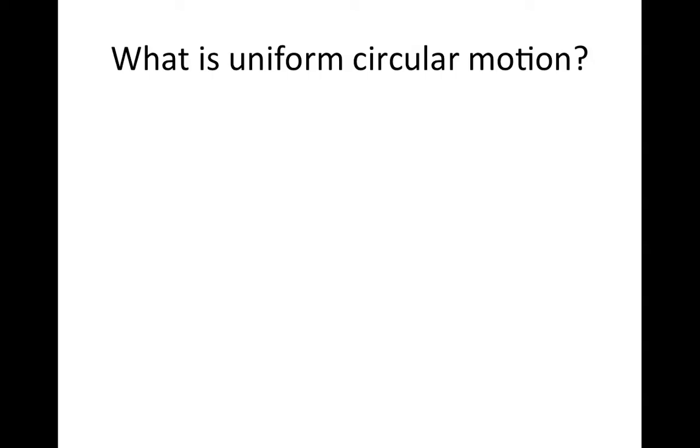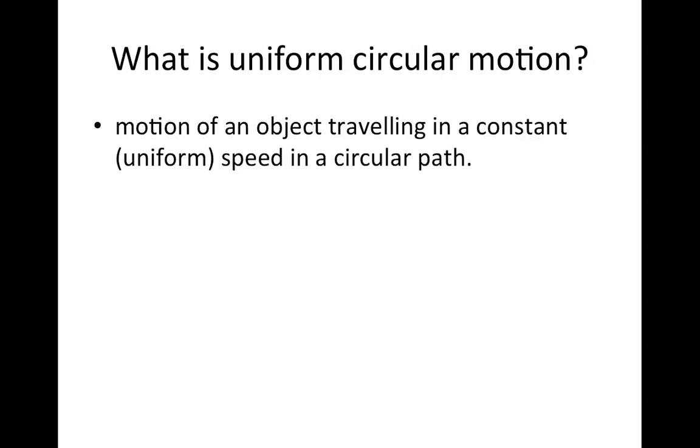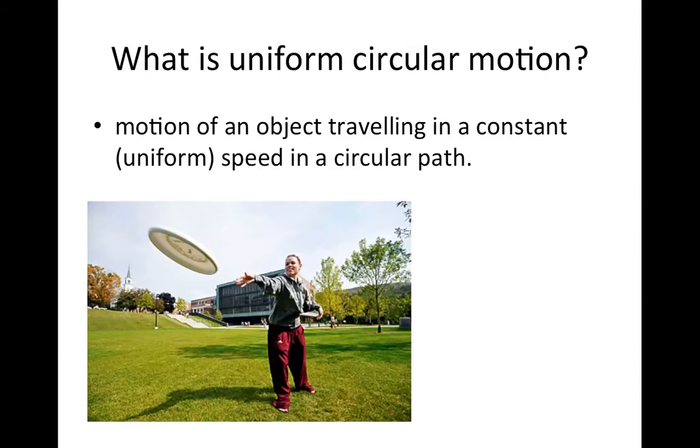So what is uniform circular motion? It is simply the motion of an object traveling at a constant speed in a circular path. And where the word uniform comes from is constant speed. You could say uniform speed. Like, if you wear uniforms, everyone's the same, which means the speed is never going to change as long as it's in uniform circular motion.